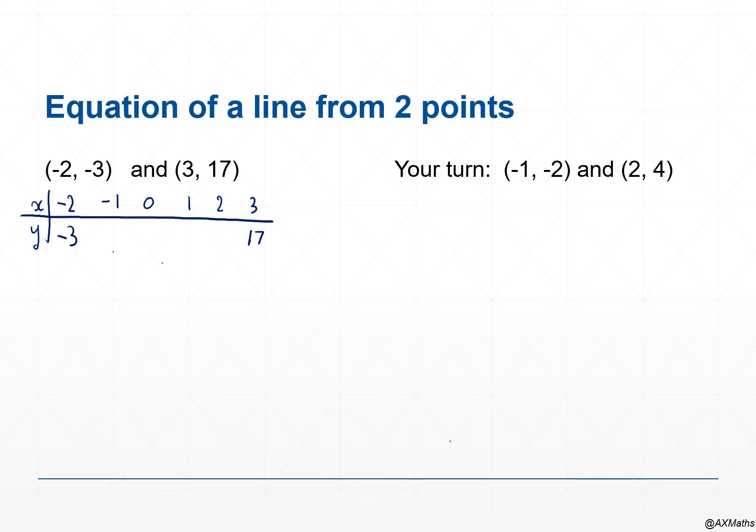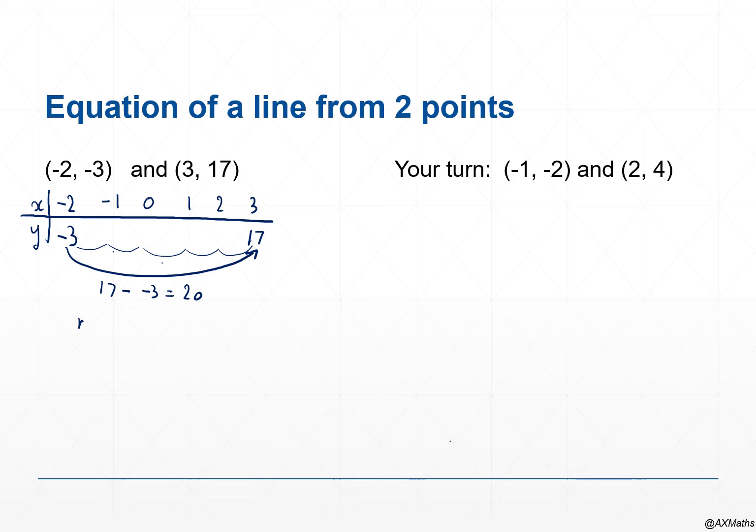Remember, the gradient will be how much you go up by every time x goes up by 1. It's this increment. So how much has y gone up by? Well, to go from minus 3 to 17, 17 take away minus 3, that would be 20. So you need 3 to go to 0, and then another 17 to go to 17, so 3 plus 17 is 20. Your change in y is 20.